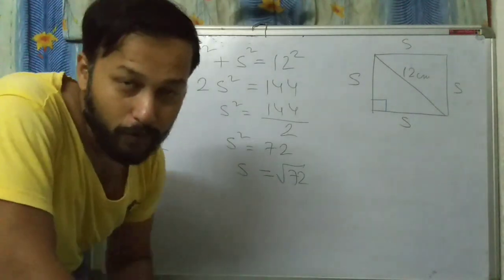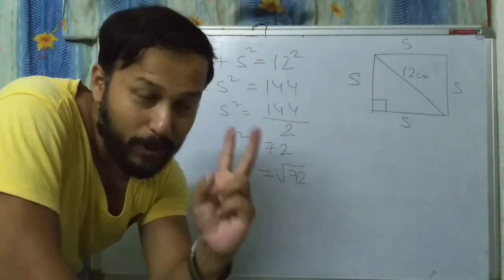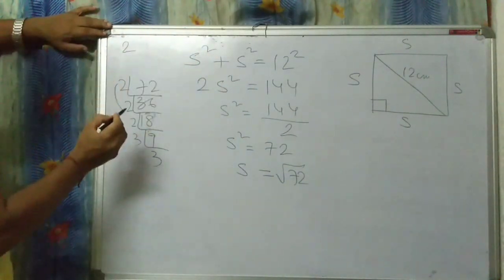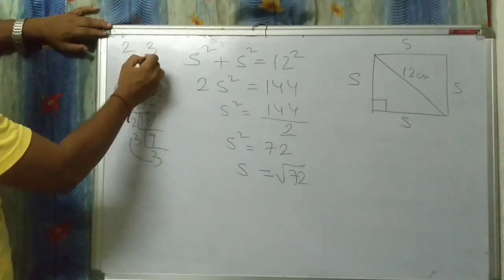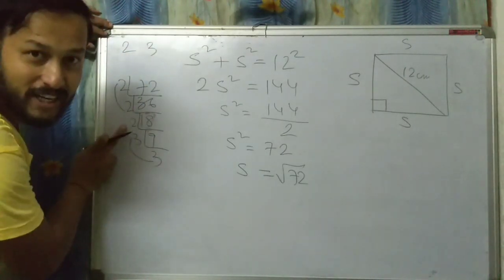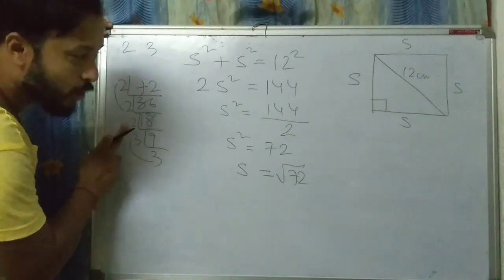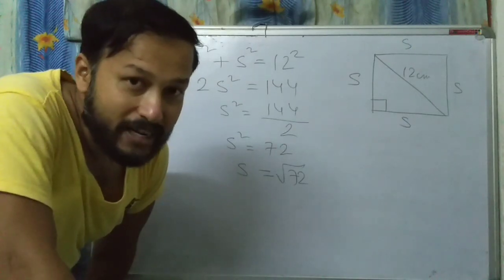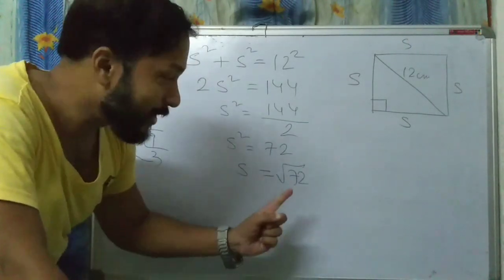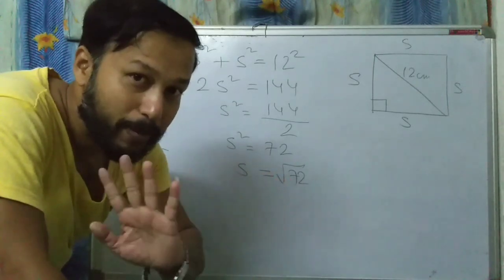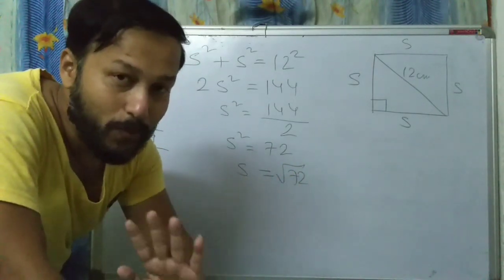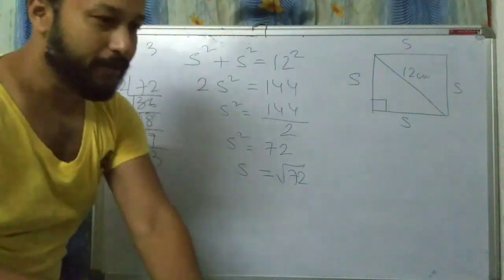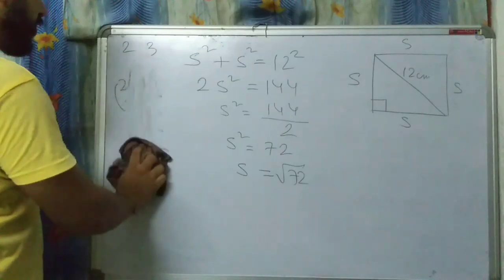Okay, as I told you, from this 2 we'll take 1. From this 2 we'll take 1. But this is left. That means we cannot find the square root of it. Okay, we cannot find the square root of 72. That means 72 is not a perfect square number. So we will not do it.